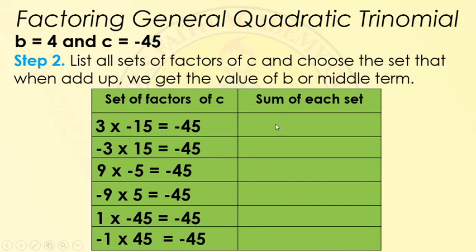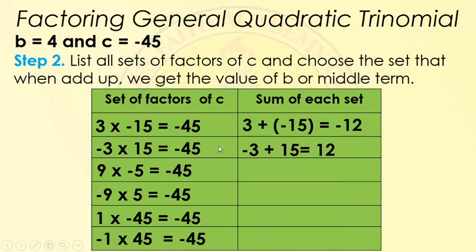Okay, now let us add them. So 3 plus negative 15. When your numbers have unlike signs and you add them, you always just subtract. 15 minus 3, the answer is 12. And copy the sign of the higher number. So, what is our higher number? 15. What is its sign? Negative. So our answer is negative.